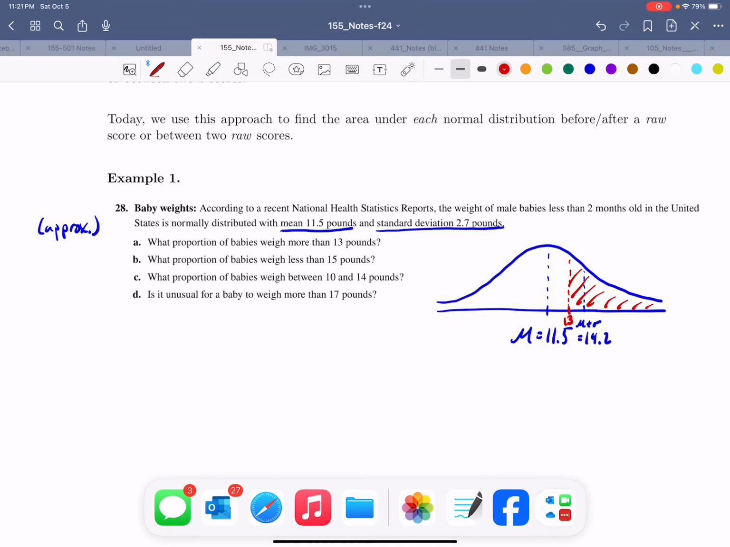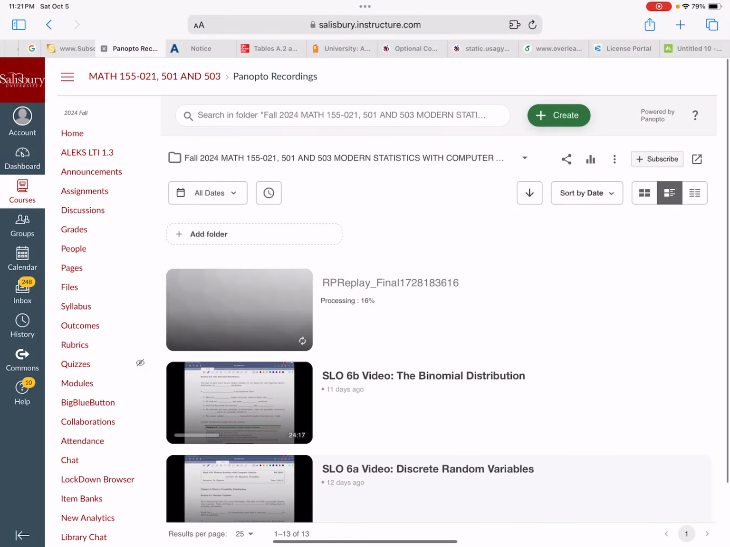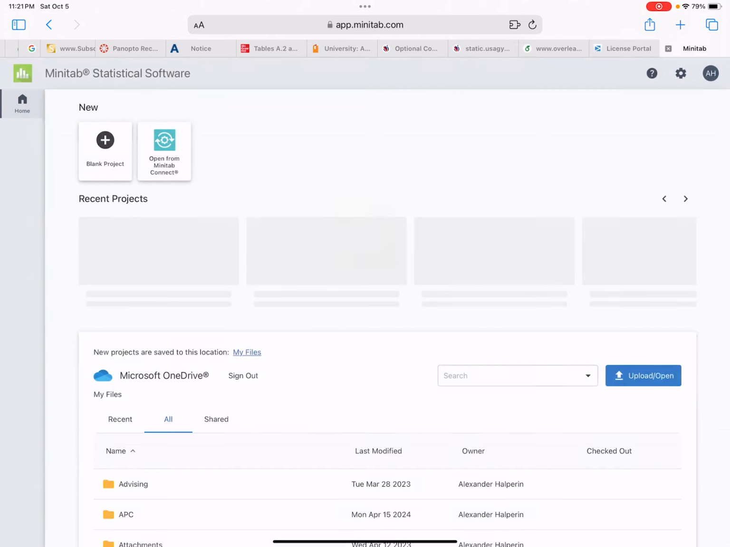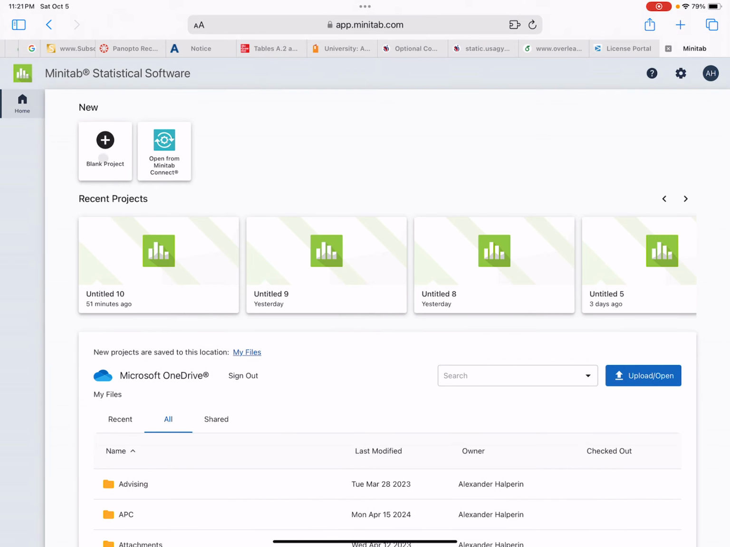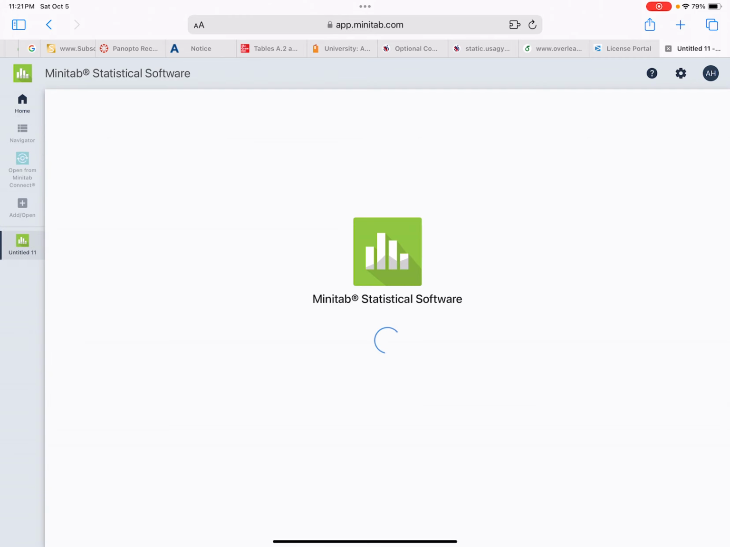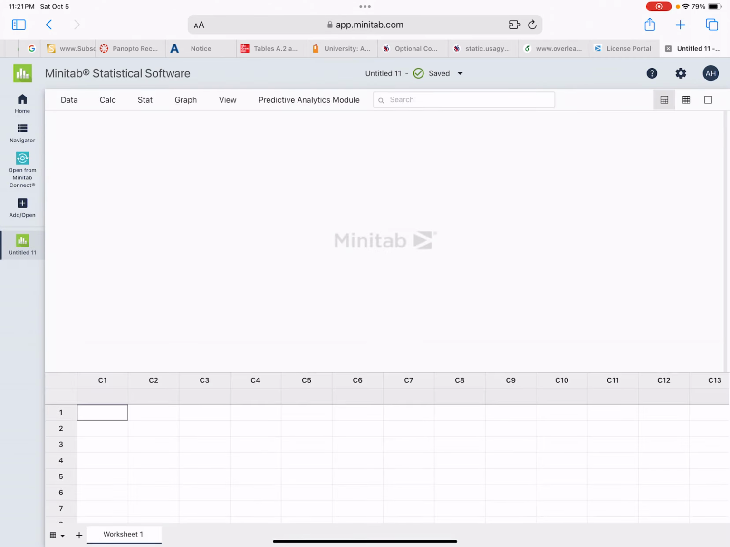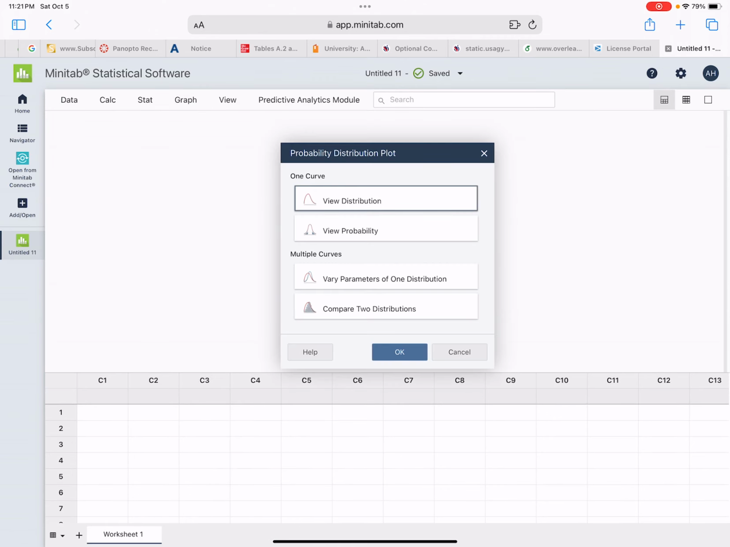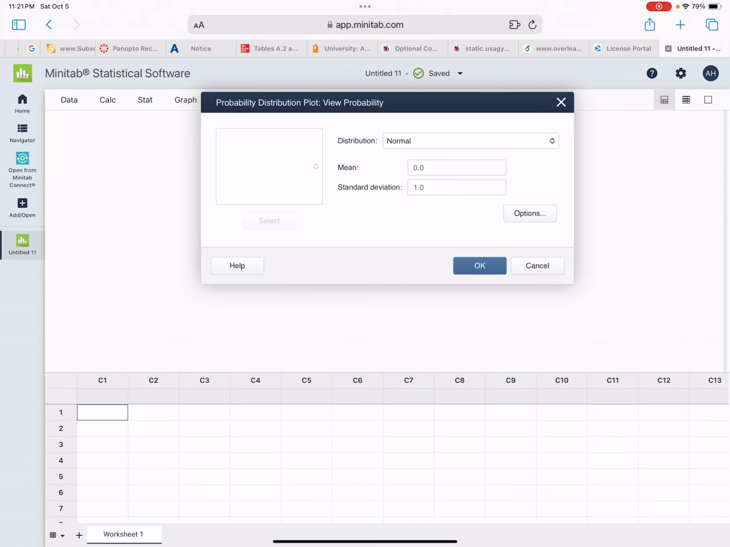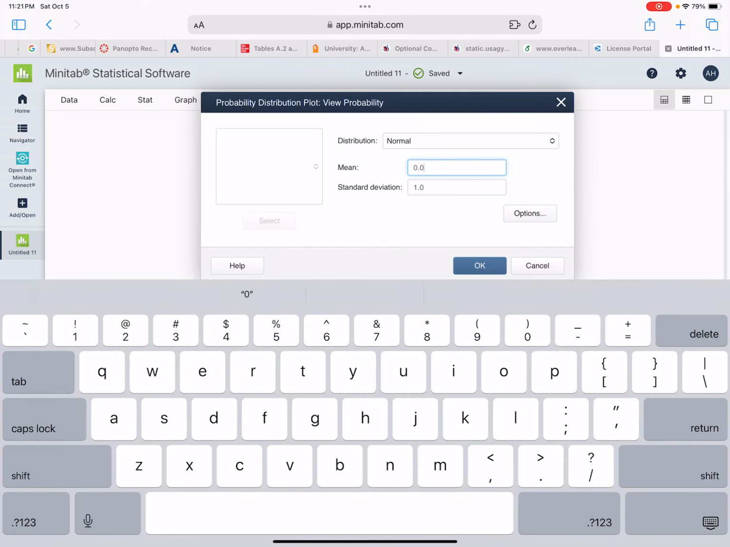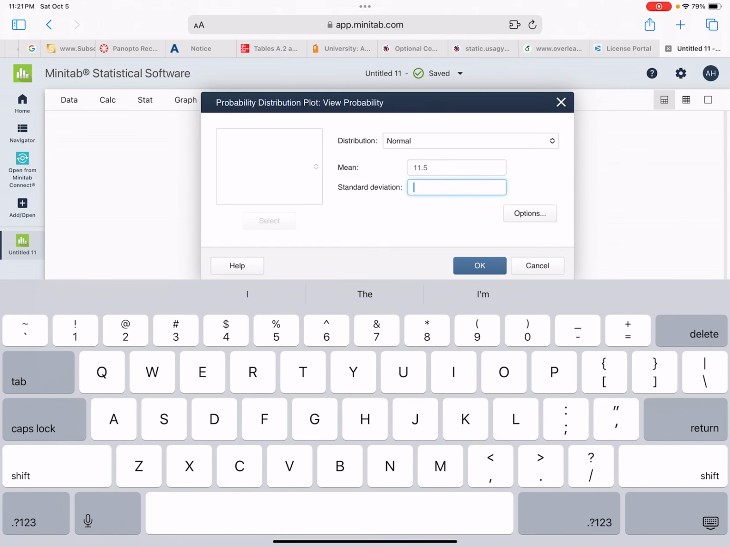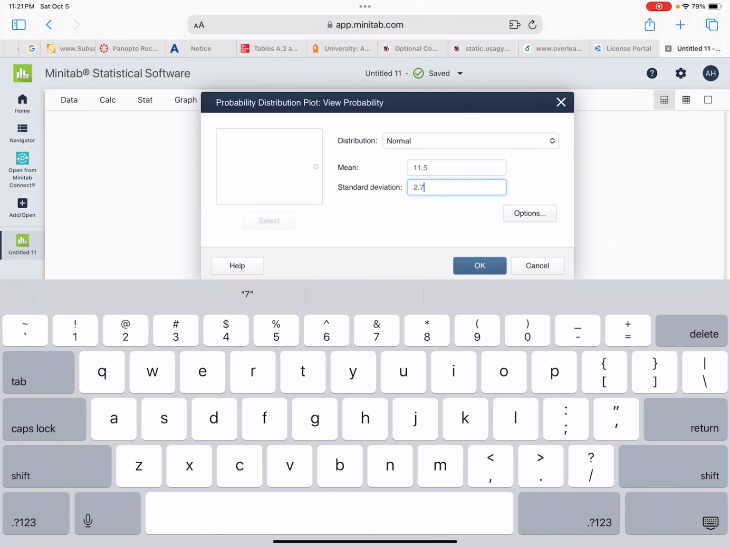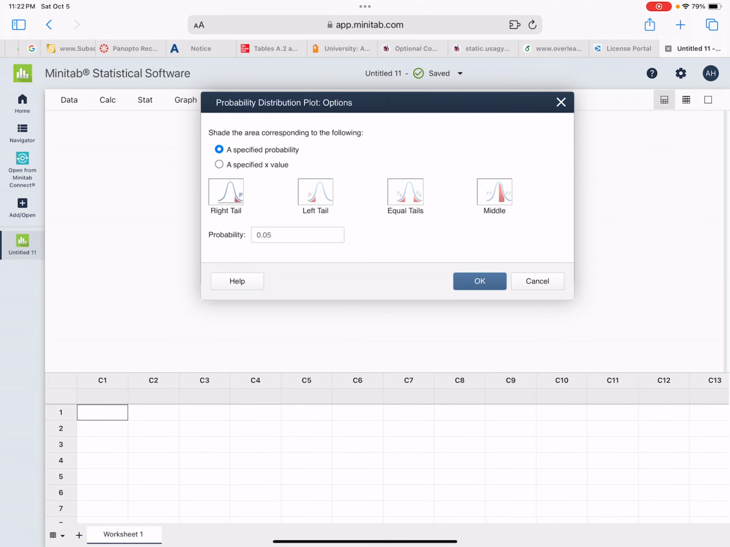Let's do the quick and easy way first. We go to Minitab, open up a project, blank project, graph, probability distribution plot, view probability. Before, we would leave mean and standard deviation at 0 and 1. Now we're going to change it. We're just going to put in what they told us. The mean was 11.5. The standard deviation was 2.7. Otherwise, we do exactly the same. We want a specified x value, we want to make sure we're set at right tail, and the x value was 13.